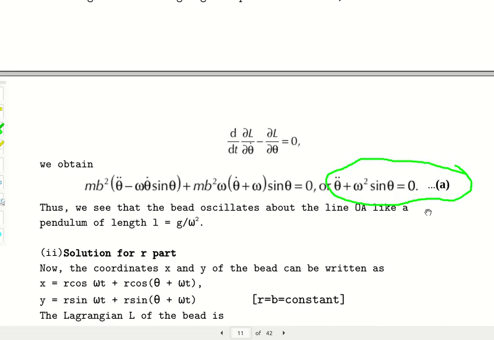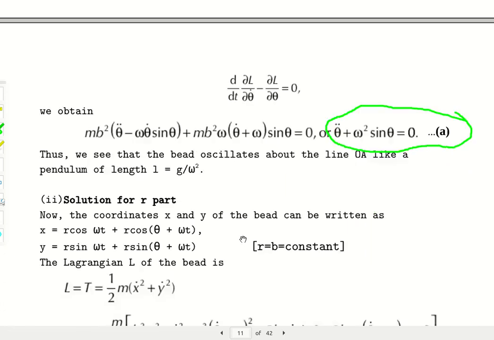You can solve this equation by the method we have described in the above case, and you will get theta as a function of time. This is also the equation of simple harmonic motion, where omega square is, for a pendulum, replaced by g by L. So simply L is equal to g by omega square. So the motion of the bead, the particle of mass m, is just like a simple pendulum having length L equal to g by omega square. It is proved. The first question has been answered.